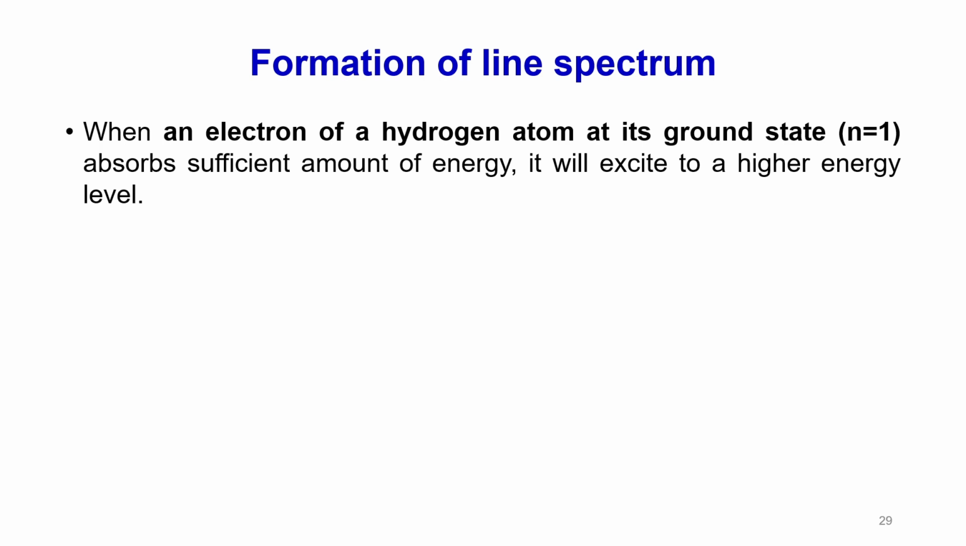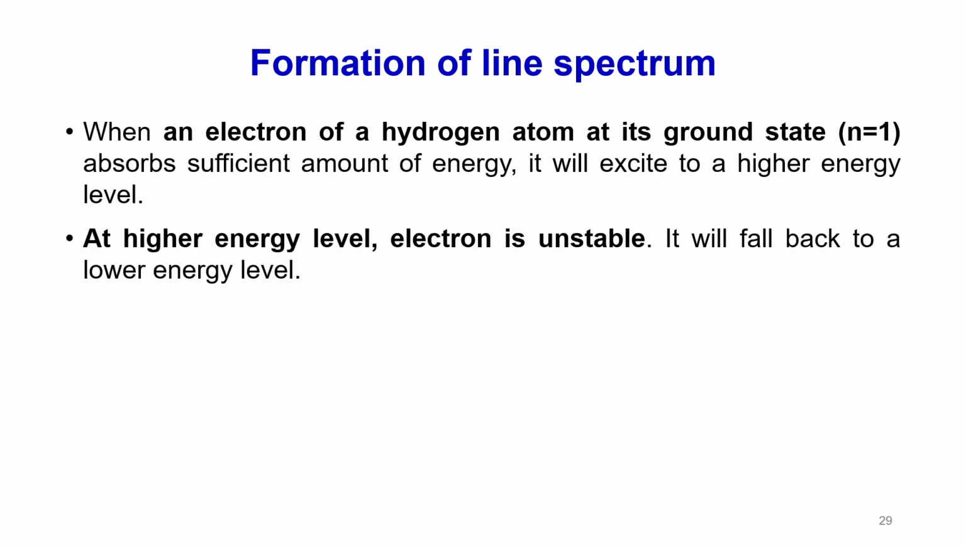Okay. So formation of line spectrum, pembentukan garisan spektrum. So when an electron of a hydrogen atom at its ground state, iaitu n is equal to 1, absorbs a sufficient amount of energy, it will excite to a higher energy level. Dia akan diujakan ke aras yang lebih tinggi. So at a higher energy level, the electron is unstable. Okay, pada aras yang lebih tinggi, electron tidak stabil, so dia akan fall back to a lower energy level.